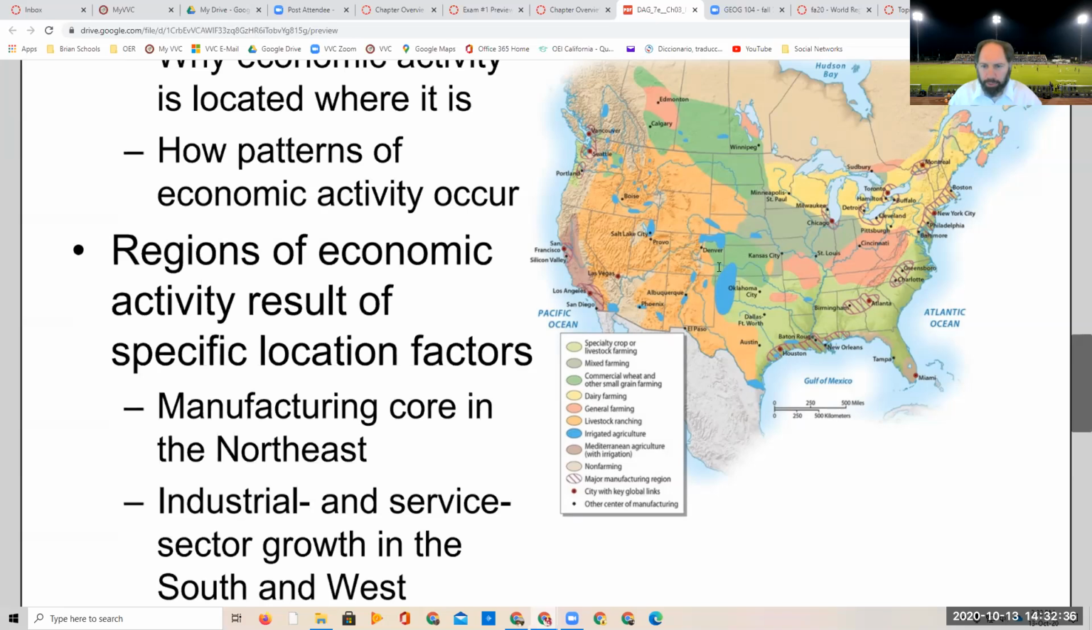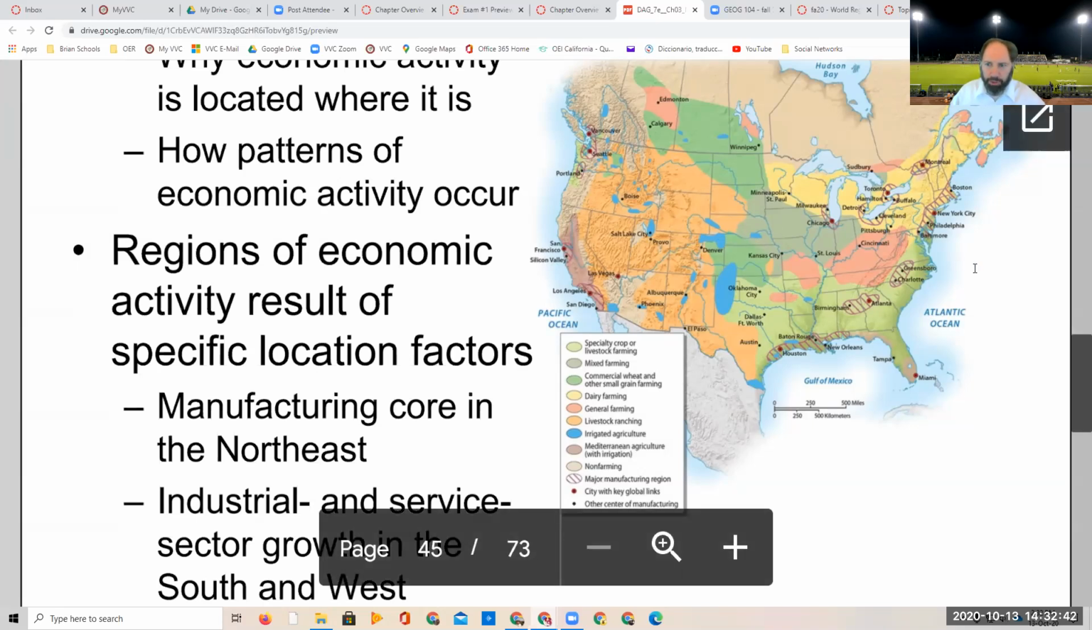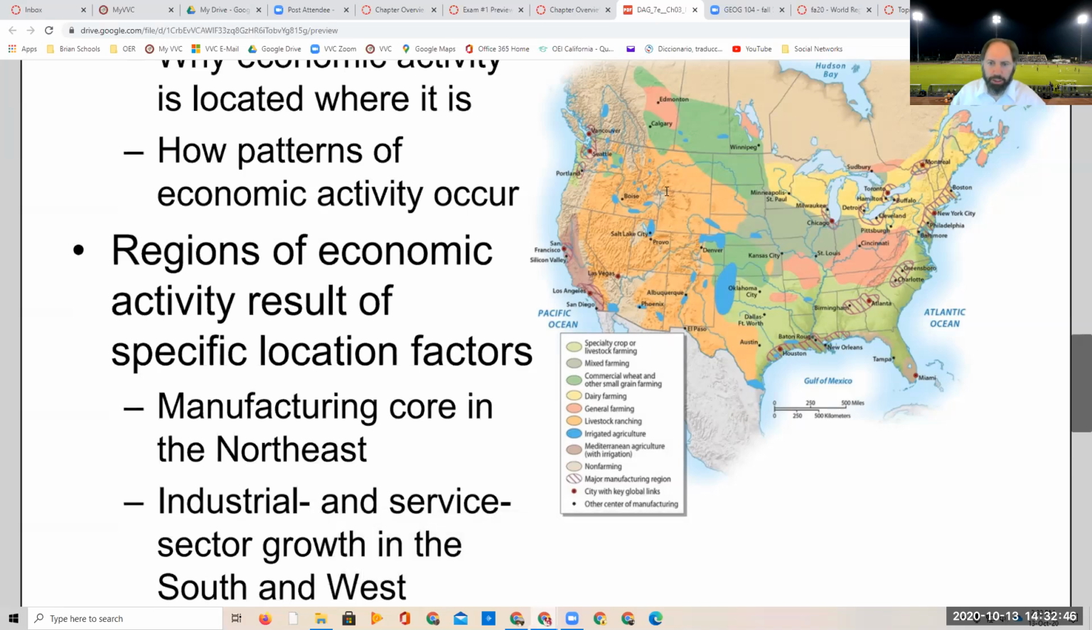Okay, so that's good. Those blue zones are dry areas, but you need that water that you don't have in the West, but you do have in the East. That's why there's more agriculture dealing with irrigation here. Okay.